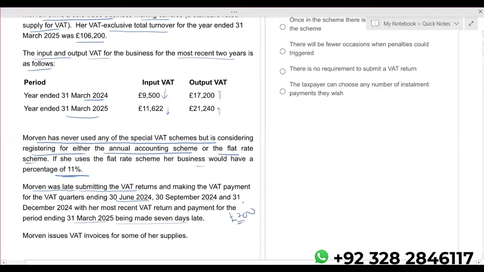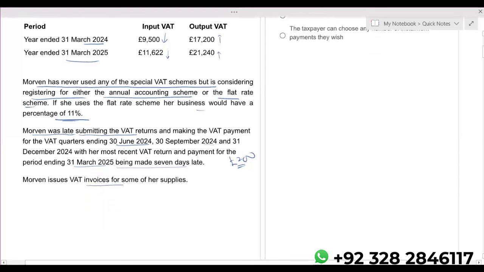And after that, on any further late submission of VAT return, you will have to pay £200 unless your next 4 returns are submitted on time.